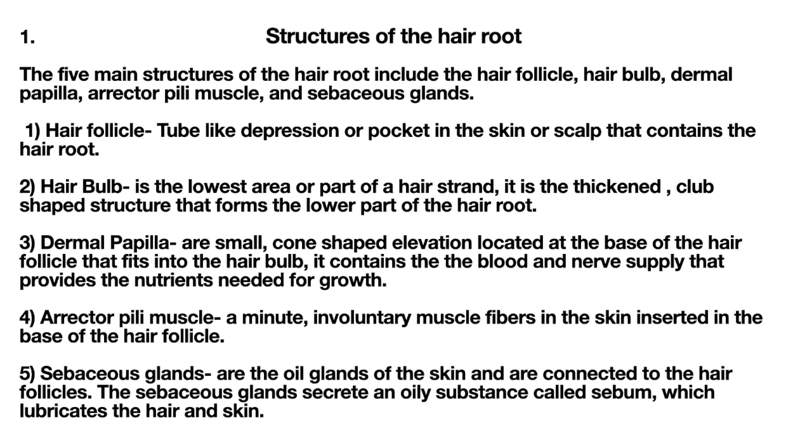Structures of the hair root. The 5 main structures of the hair root include the hair follicle, hair bulb, derma papilla, erector pili muscle, and sebaceous glands. Number 1. Hair follicle, a tube-like depression or pocket in the skin or scalp that contains the hair root. Number 2. Hair bulb is the lowest area or part of the hair strand. It is a thickened, club-shaped structure that forms the lower part of the hair root.